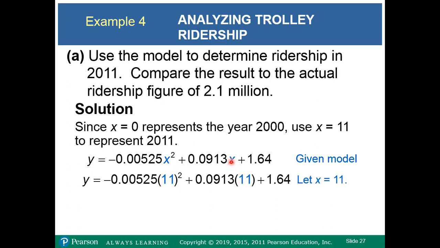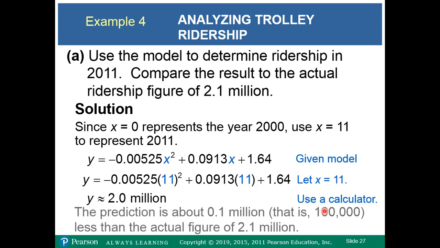Now all we have to do is use our calculator to find out what the ridership is going to be. And we get approximately 2 million. Again, use your calculator. Now the prediction is about 0.1 million, or 100,000, less than the actual figure of 2.1 million. So pretty close, 2.0 million, 2.1 million.